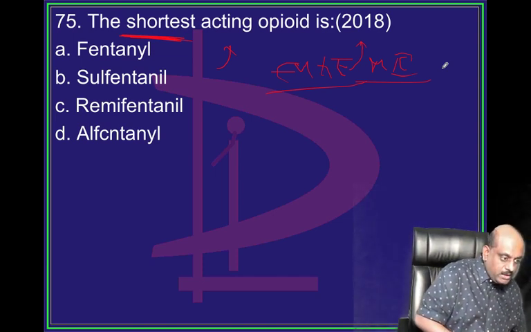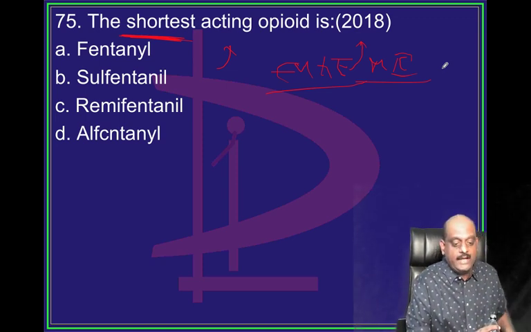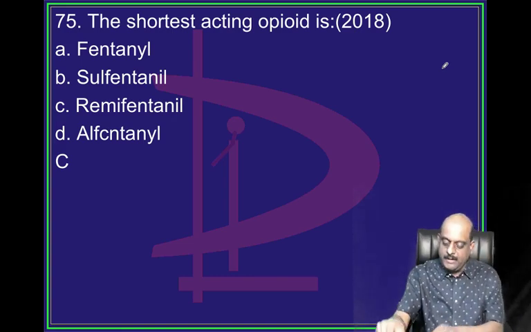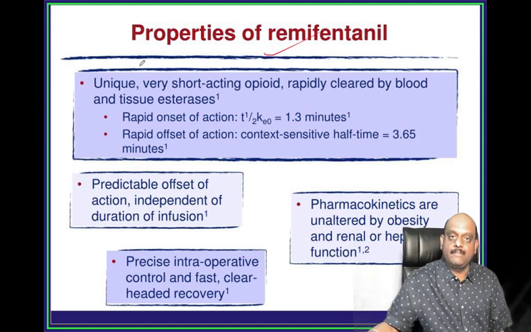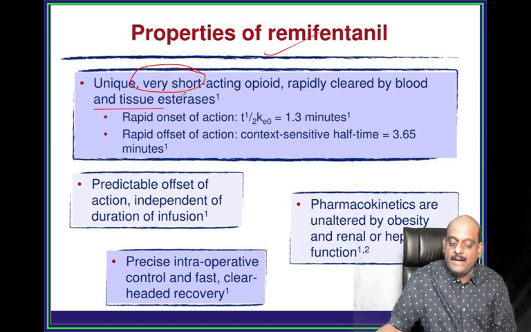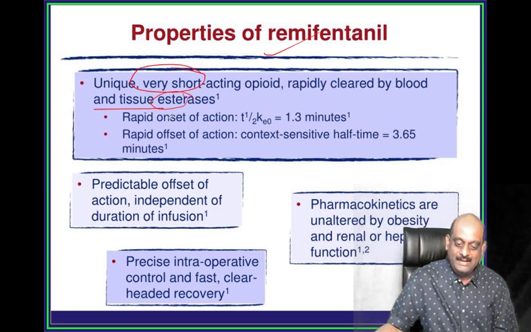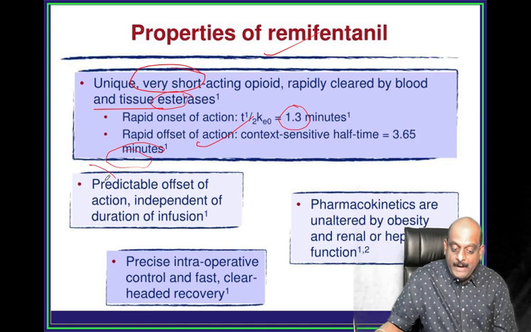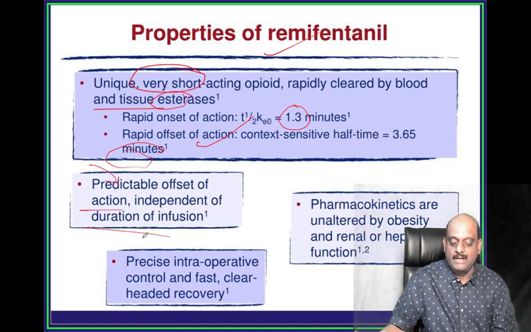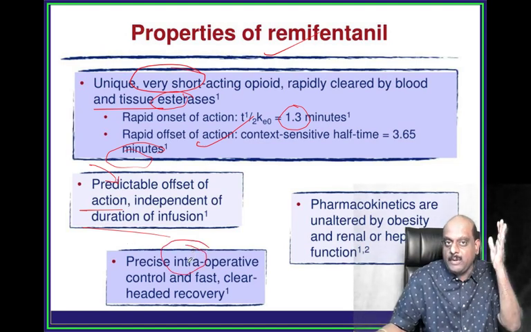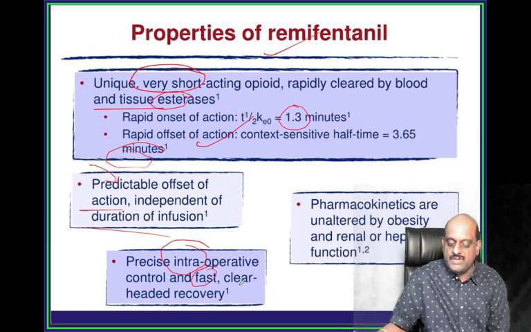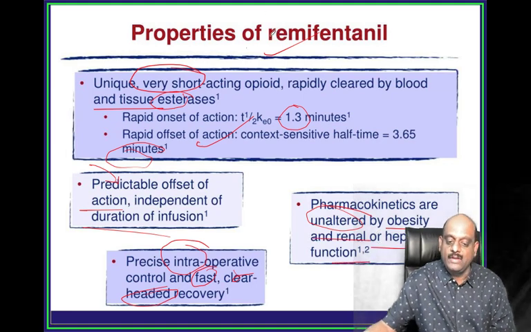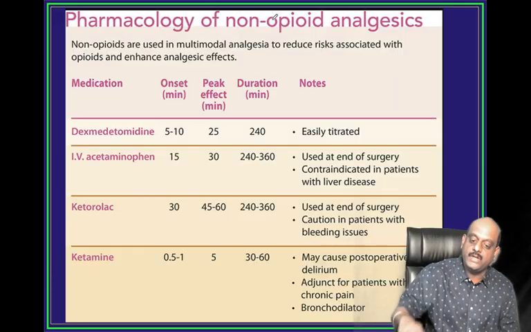Question number 75. Ramu, Roshan, Namrata, everybody is saying remifentanil. Superb. So, what are the properties of remifentanil? Very short-acting opioid, rapidly cleared from the blood by action of esterases. 1.3 minutes onset of action. Rapid offset of action within 3.65 minutes, and a predictable offset of action independent of the duration of infusion. You can do precise intraoperative control like a surgical attack. Fast, clear-headed recovery, and pharmacokinetics are not affected by obesity, renal or hepatic failure. Isliye remifentanil zindabad is what you need to remember.